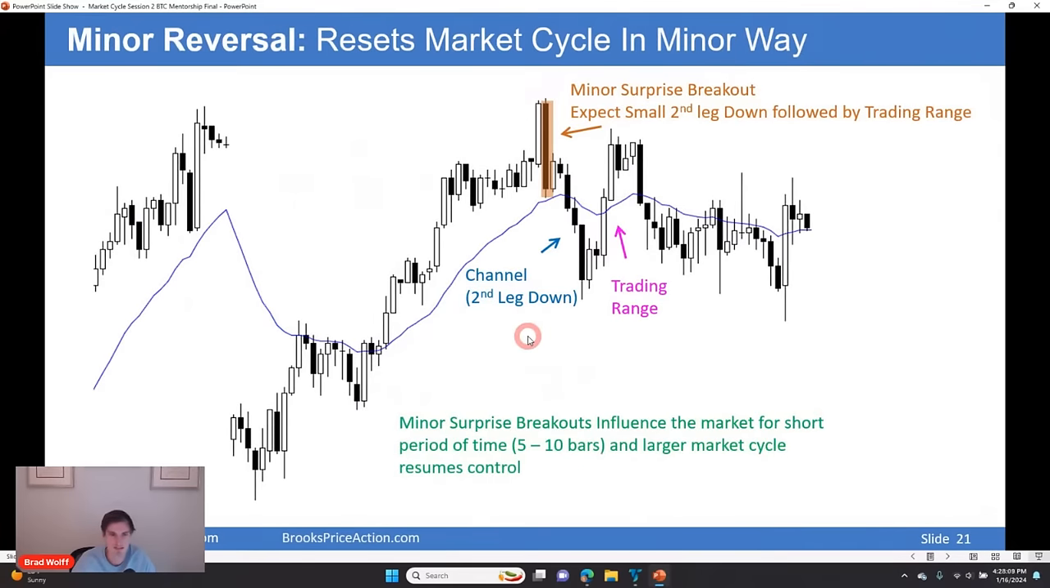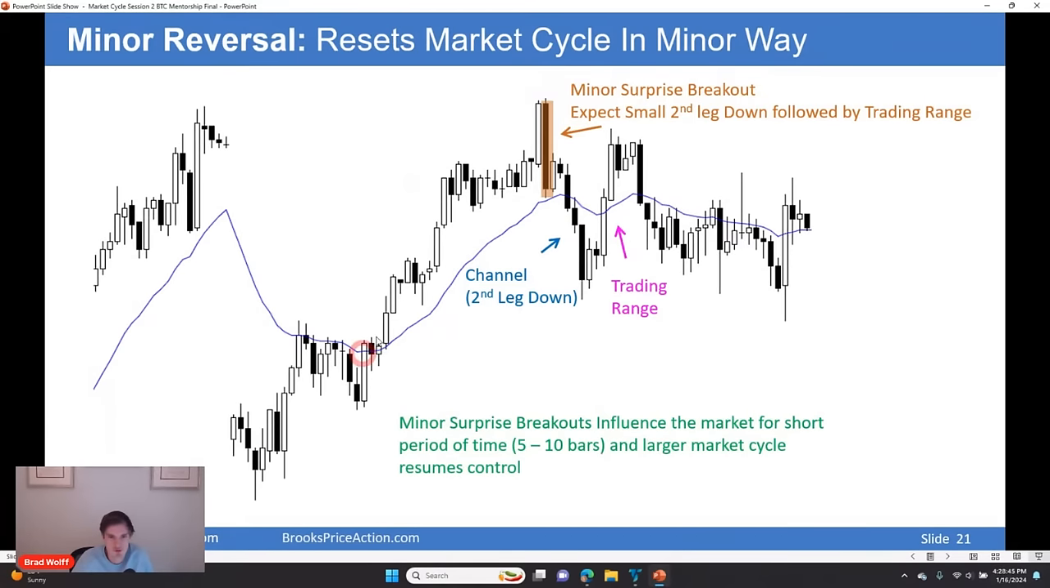Okay, next, we've talked about major surprises. Let's talk about minor surprises. Minor surprises happen all day, every day, on every chart. A minor surprise, I like to think about it as it resets the market cycle in an obvious minor way. Now, what does minor mean? Minor can mean 5 bars, it can mean 4 bars, it can mean 10 bars. But the key with minor reversals is that there's a larger context in play. In other words, there's a larger market cycle in play.